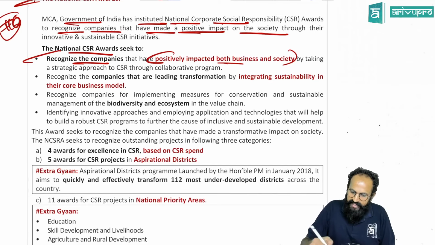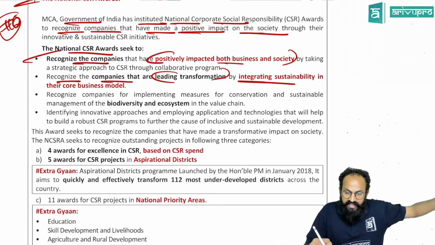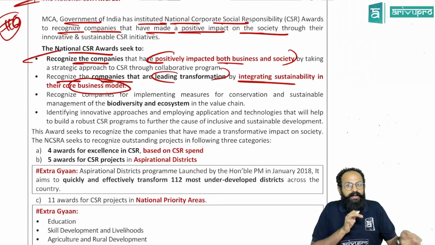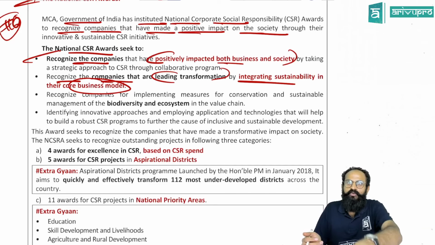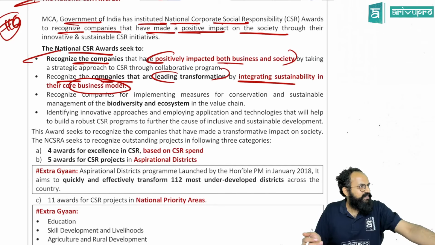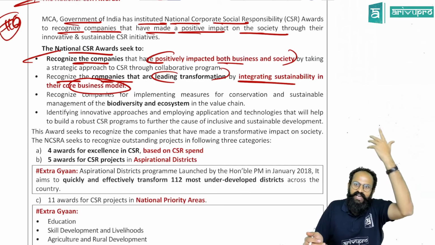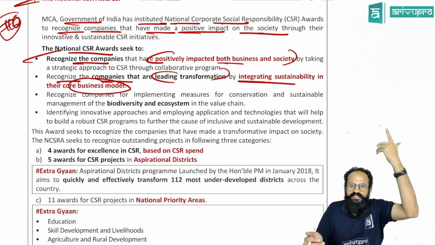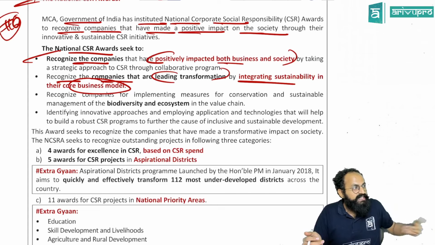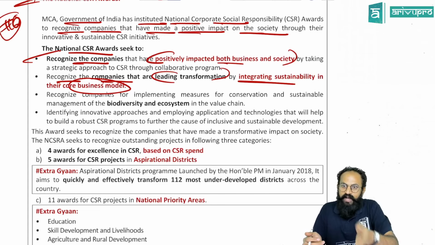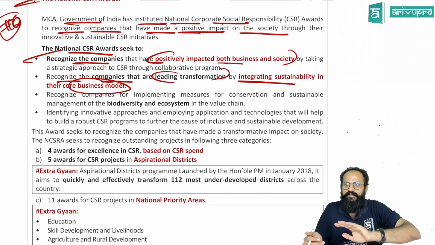Recognize the companies that are leading transformation by integrating sustainability in their core business model. Paper bags, they are bringing that. What do you mean by sustainability? Leave the world better than you found it. This is only called sustainability. I'm talking about the day when you die. Real die. When you're actually going away, you have to leave the world in such a way that it is in a better position than when you came.